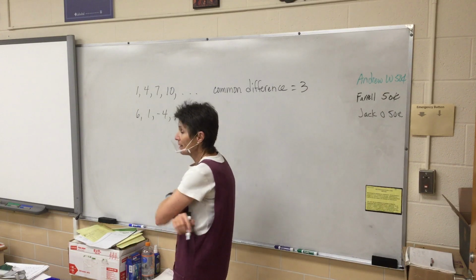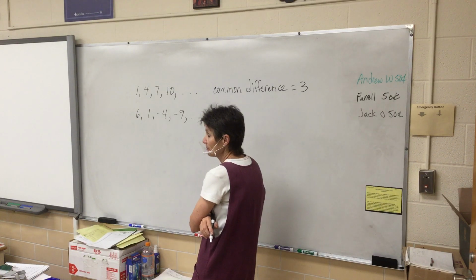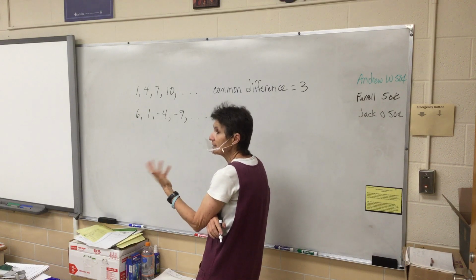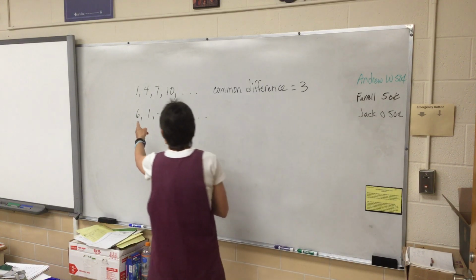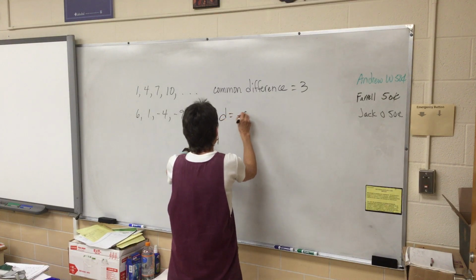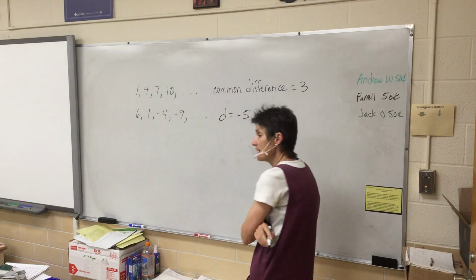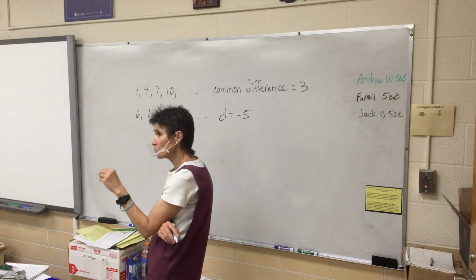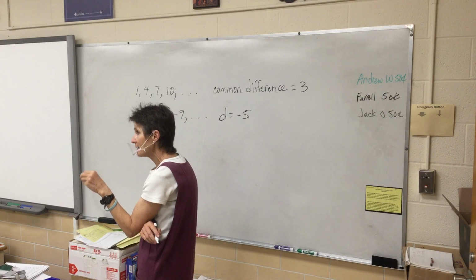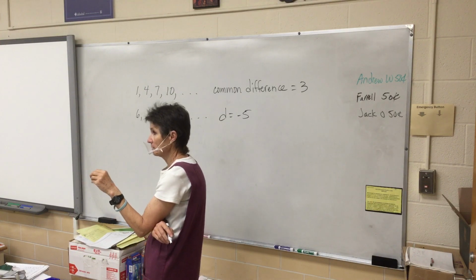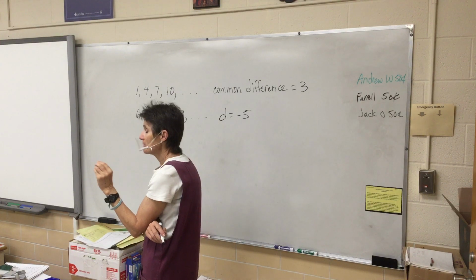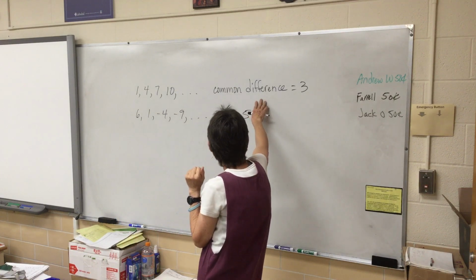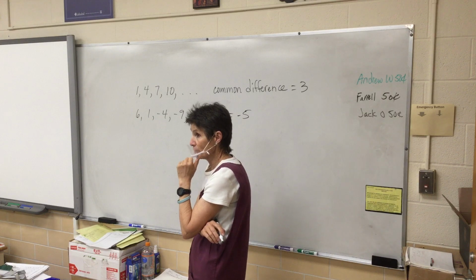What about this one? How am I getting from term to term in this one? I am subtracting 5 or adding -5. And so that common difference is -5. An arithmetic sequence is one in which you get from term to term by adding the same number. And that number that you add is called the common difference.